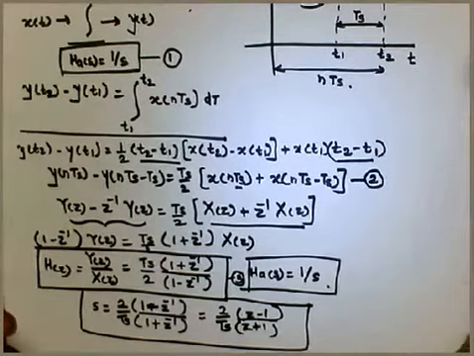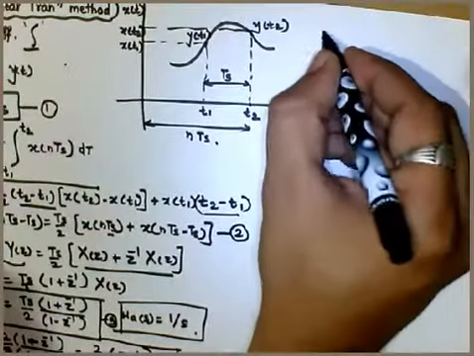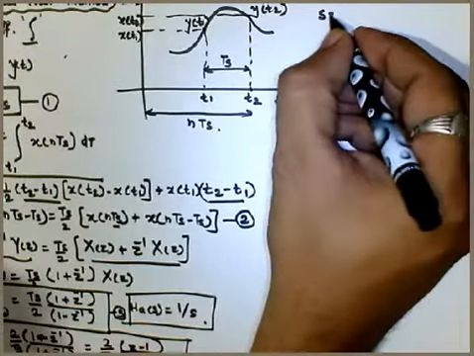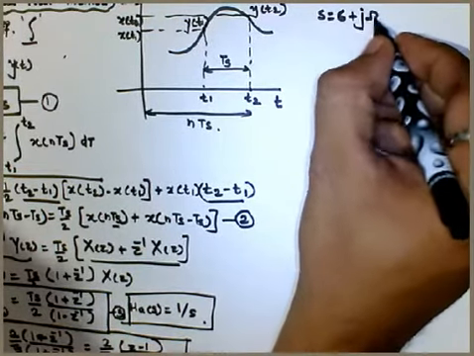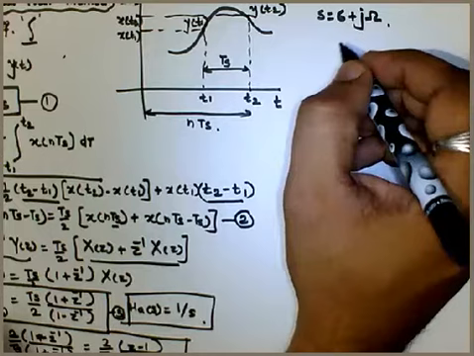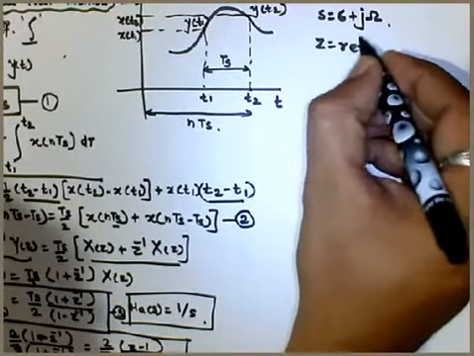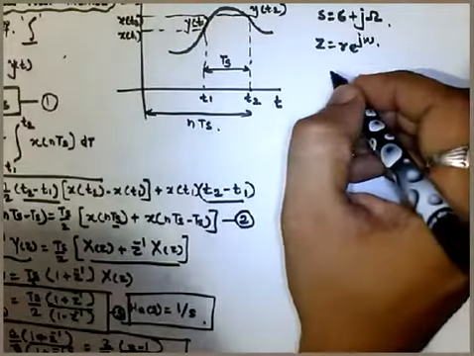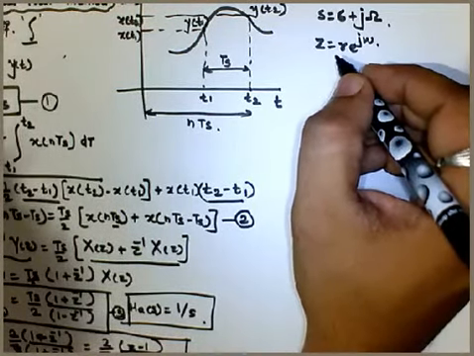Now we already know what S is. As we have seen every time, S, that is the Laplace operator, can be split: S is equal to sigma plus j omega. And Z, as done in the earlier section, is equal to R into e raised to j omega.